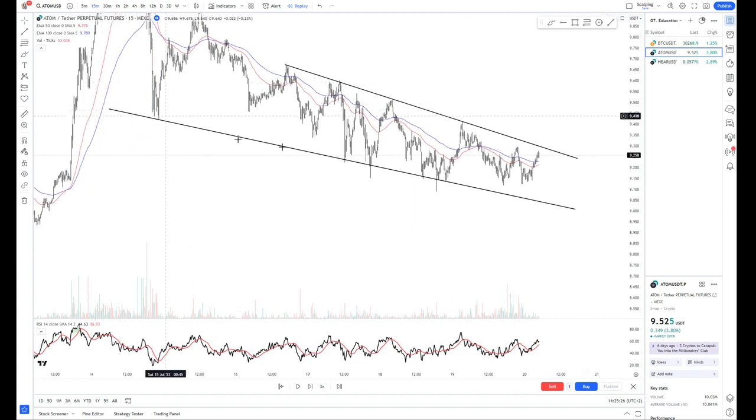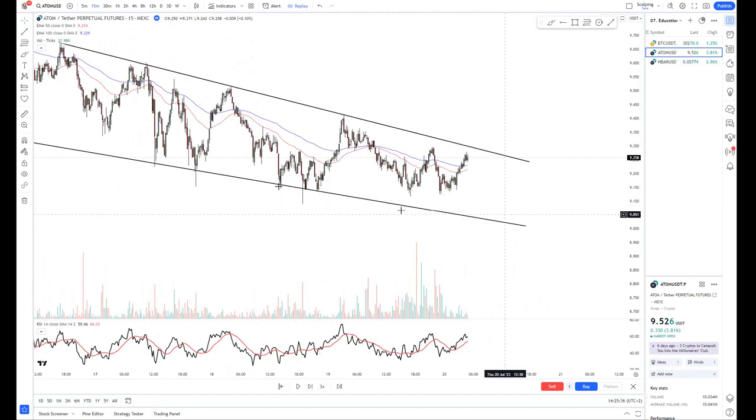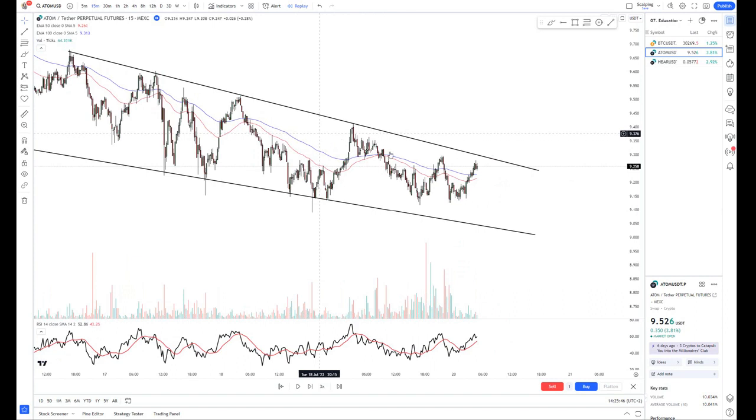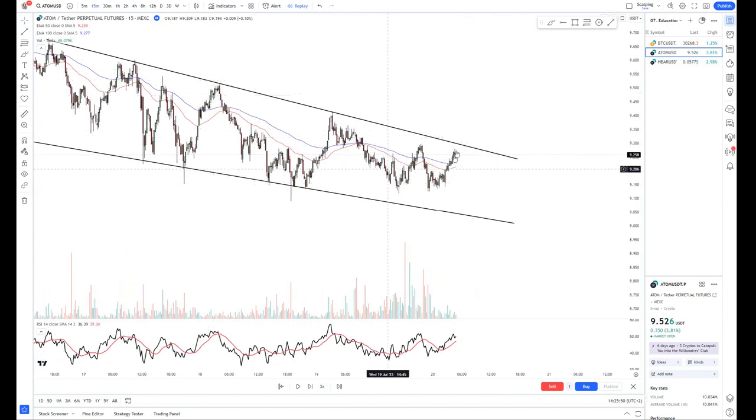I don't like the lower trend line too much because we had 2 wicks, but we had 1, 2, 3, 4 points of impact, so it could be a valid trend line. But what I'll be watching in this case is the upper trend line, which has 1, 2, 3, 4 taps, and I would be looking for a breakout. So I'd want to see price move up.